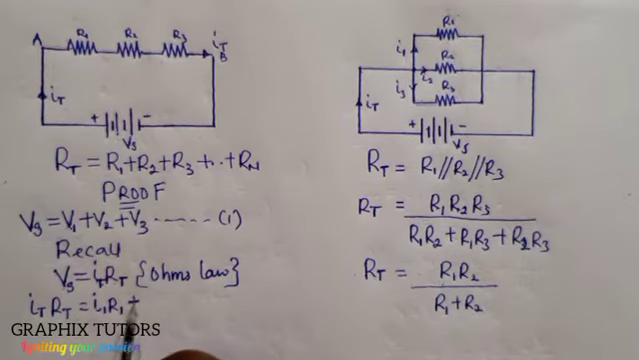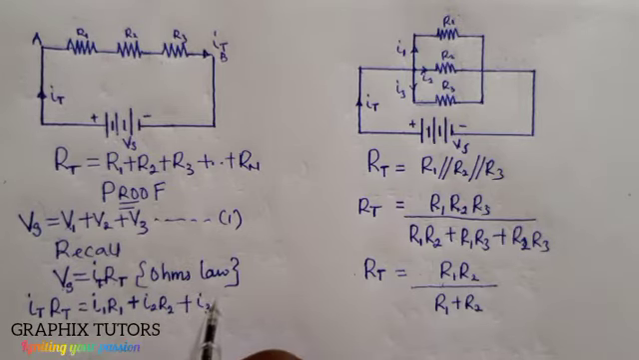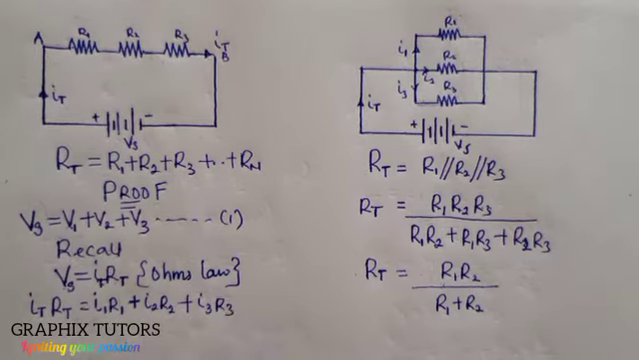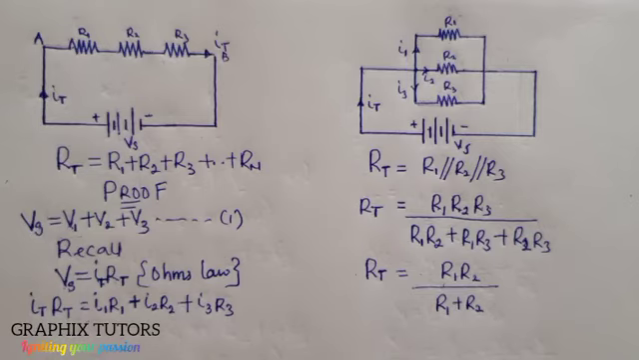Plus, instead of writing V2, I'm going to put I2 R2. Plus, instead of writing V3, I'm going to put I3 R3. Is that taken? Because whenever current meets with resistance, there's always a voltage drop, and this is what we have here.